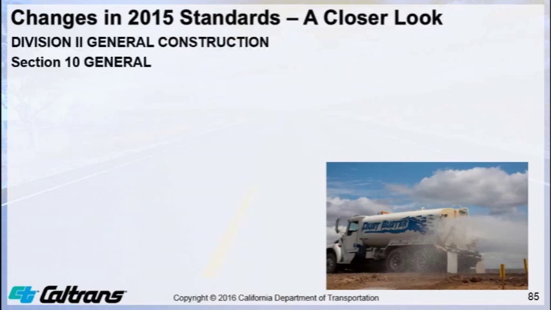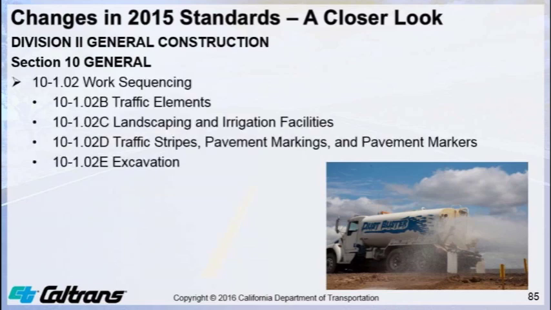Section 10 is the general section for Division 2 General Construction. Section 10 now includes work sequencing specification requirements for existing traffic elements, landscaping, and irrigation facilities, and traffic delineation that may be affected by work activities specified in other sections. This section content still includes time constraints which affect multiple work activities covered under the specifications in other sections. If a work activity only affects one item of work, the time constraints will be in the technical section of that item of work.